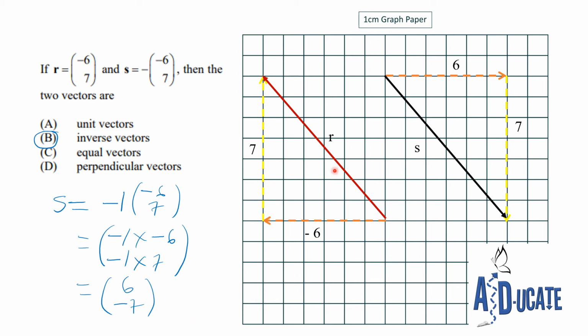Now we can look and observe to say, yes, their magnitudes are the same. Vectors r and s, their magnitudes are the same. But one could say that they are oppositely parallel. They are parallel to each other, but they are going opposite to each other. And from our calculation here, we can see also that vector r is a scalar multiple of vector s.